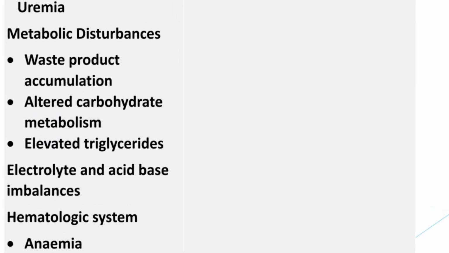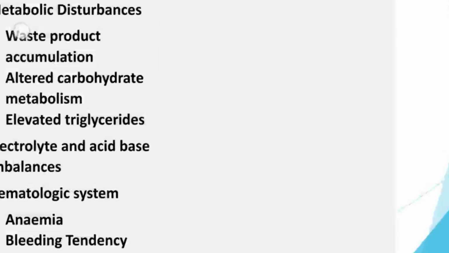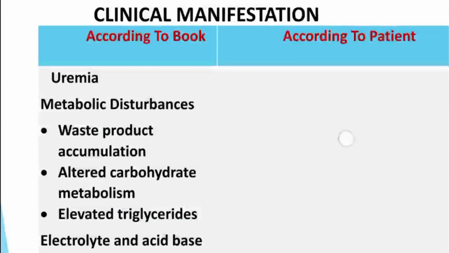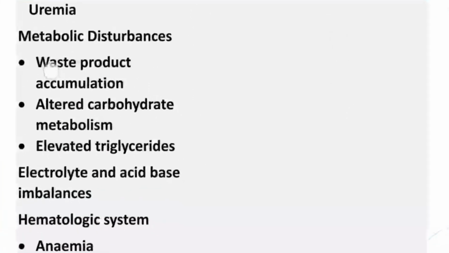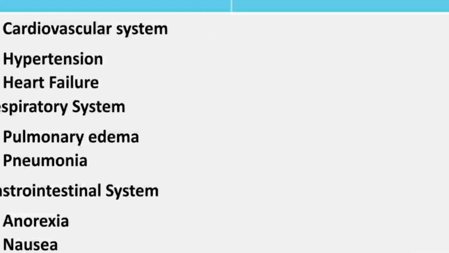Next is the hematology system, anemia, bleeding tendency. That can be seen because from the kidney there is normal secretion of erythropoietin, and erythropoietin helps in the production of our red blood cells. So when there is less production of erythropoietin, that leads to anemia. Next signs and symptoms are hypertension, which can be seen because there is less excretion of fluid from the body, so fluid becomes retained in the body. There is a sign of edema because fluid is not excreted from the body because the kidneys are not functioning. So the kidney helps to excrete fluid from the body.